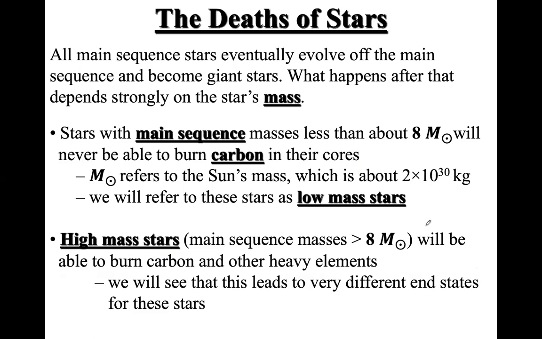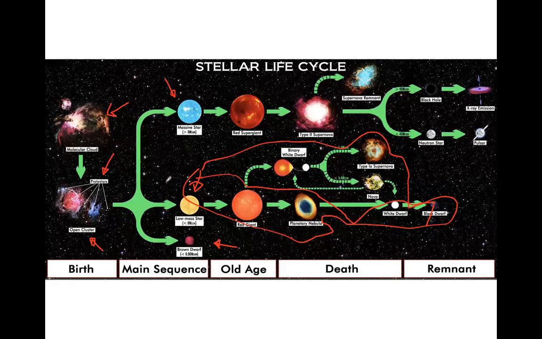Now, all main sequence stars eventually evolve off the main sequence and become giant stars, right? We talked about that. And then what happens after that depends strongly on the star's mass, right? So all the stars will be on the main sequence, and they will one day evolve into a giant star, right? That's usual for all the stars. But what happens next will depend strongly on the star's mass. This is why you have two separate sections in this diagram. For the low mass, there is one path, and for the high mass, there is another path, right?